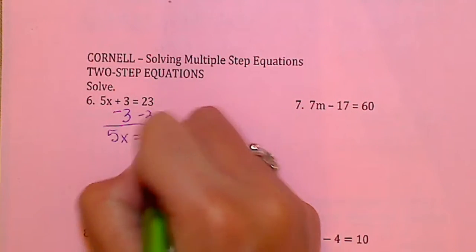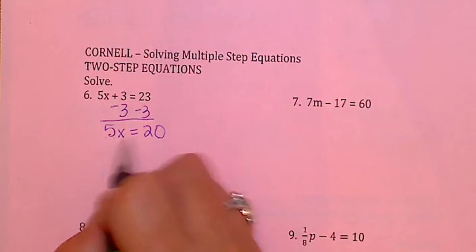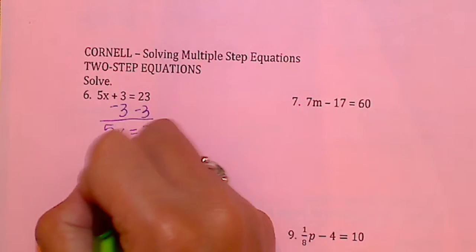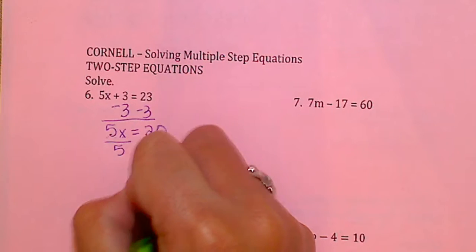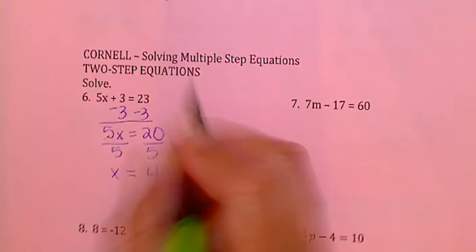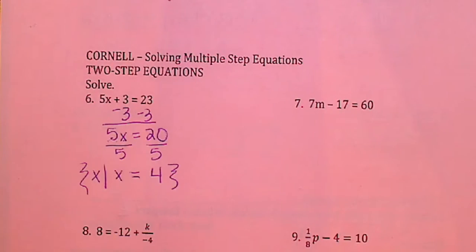23 minus 3 is 20. Now 5 times x equals 20. We want to get x alone. X is being multiplied by 5, so the opposite of that would be to divide by 5. x equals 4. And we put our x such that x equals 4.